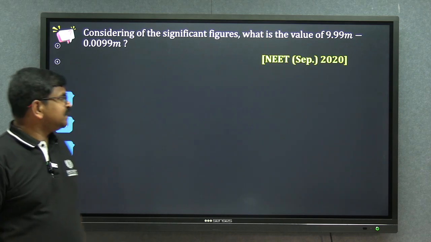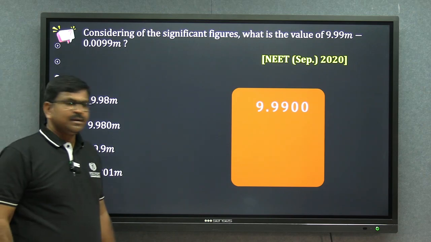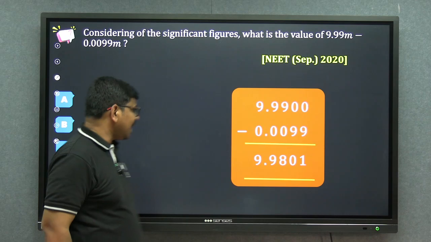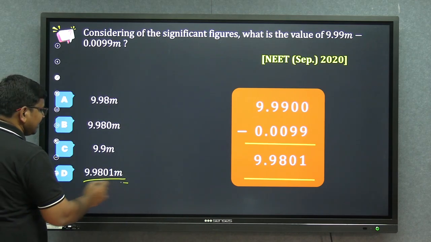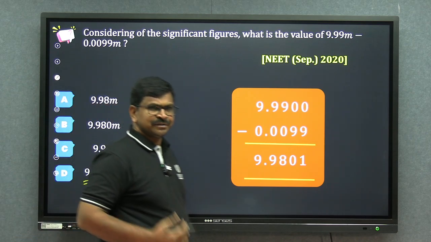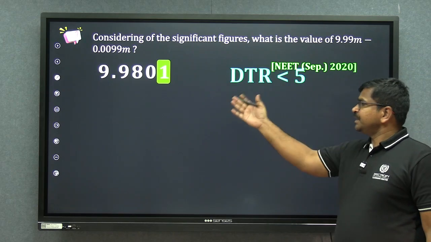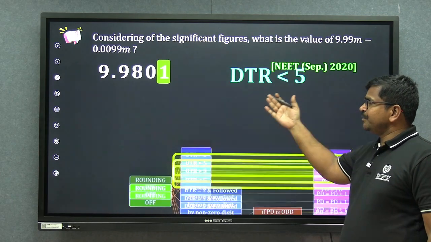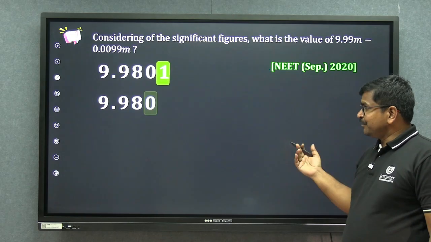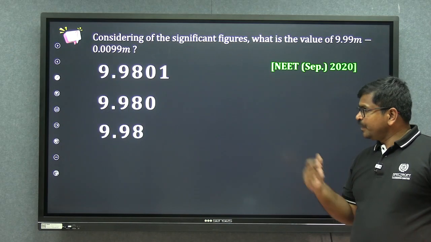It is actually a simple subtraction. 9.99 and 0.0099. After subtraction, I will be getting 9.9801. And I have the answer also here. 9.9801. So most of the students will fix this one because it is just subtraction. But if you apply the rule, the process, 1 is the DTR, it is less than 5. So PD remains same. Again 0 is the DTR, less than 5. So again PD remains same. So 9.98. You may get this answer.